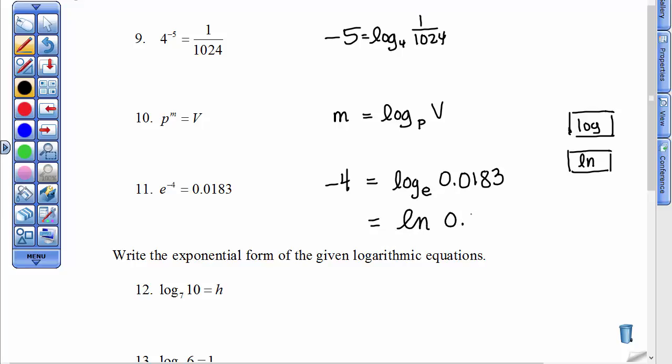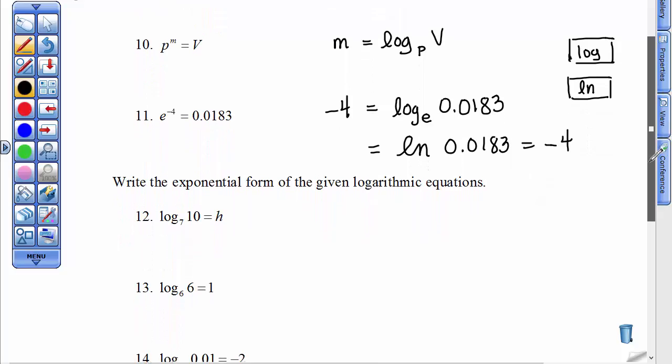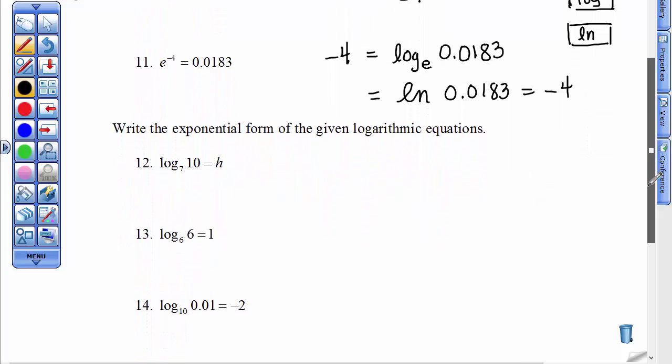So if you hit your ln key of 0.0183 right now, it should give you an answer of a -4, or relatively close to a -4. I'm going to try it real quick. Yeah, it's close to a -4. Beyond the 10,000ths place, there's some decimal value, but pretty doggone close.